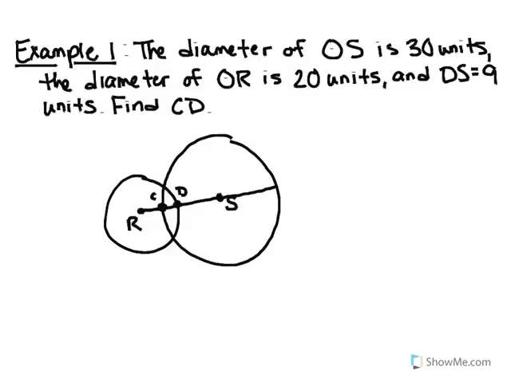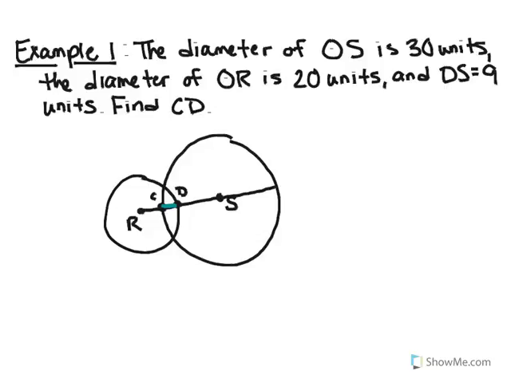So next let's take a look at an example. We're going to have the diameter of circle S being 30 units. The diameter of circle R is 20 units. And the length of DS is 9 units. Our responsibility is to find the measure of CD. If we take a look at our picture a little bit closer, the length that we're trying to find is just this tiny little piece right there. So we have to make a plan to do this, and at first it may seem a little difficult, but we need to take a really close look at the information that's being given.